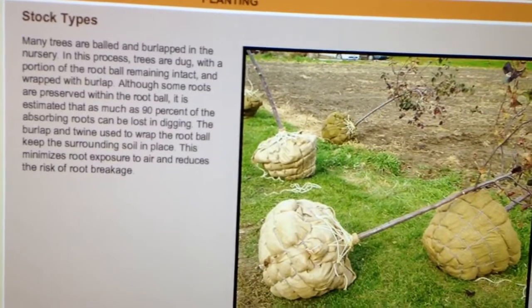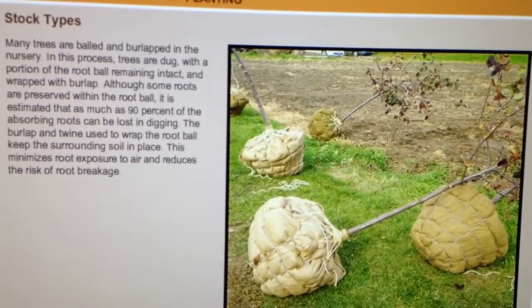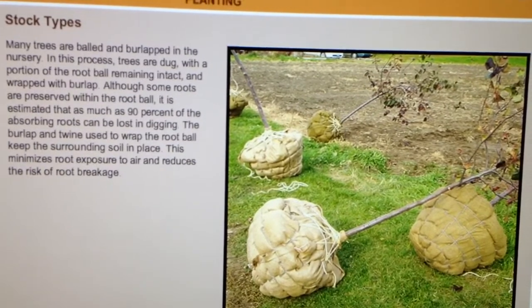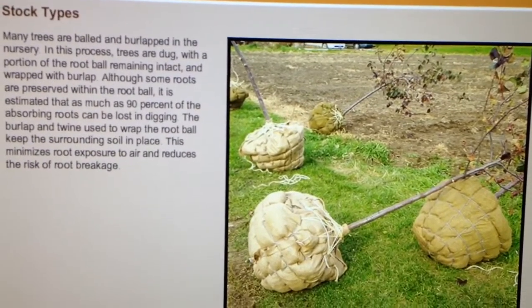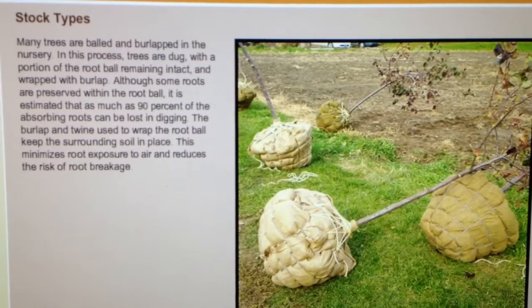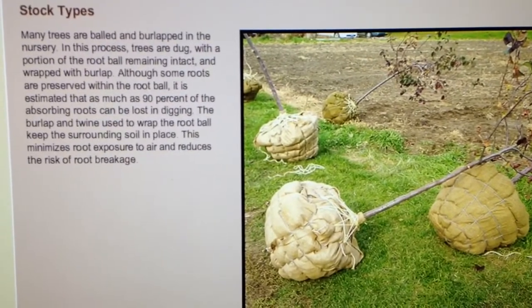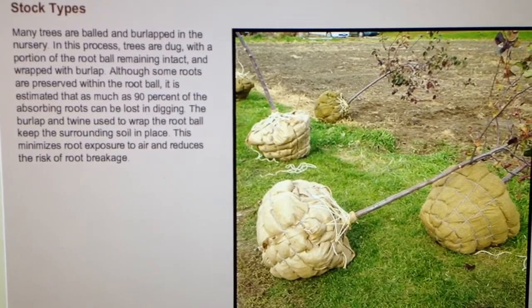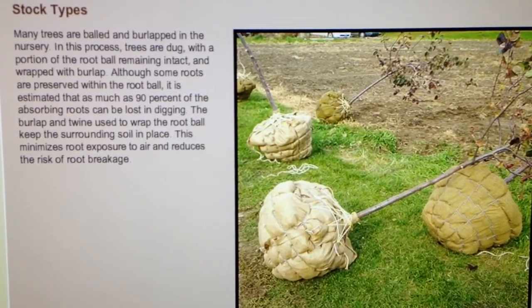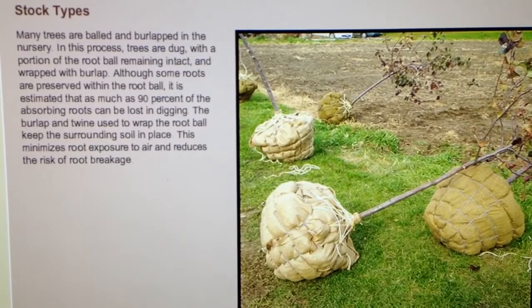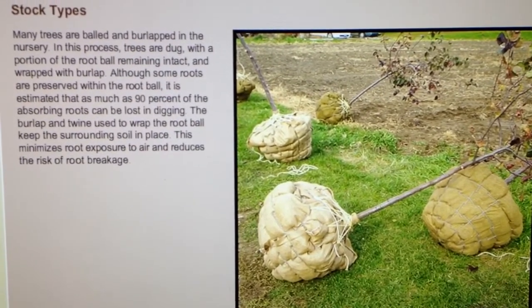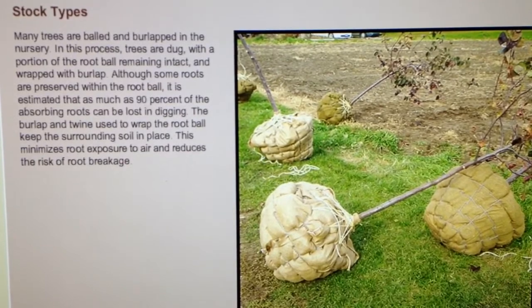Many trees are balled and burlapped in the nursery. In this process, trees are dug with a portion of the root ball remaining intact and wrapped with burlap. Although some roots are preserved within the root ball, it is estimated that as much as 90% of the absorbing roots can be lost in digging. The burlap and twine used to wrap the root ball keep the surrounding soil in place. This minimizes root exposure to air and reduces the risk of root breakage.